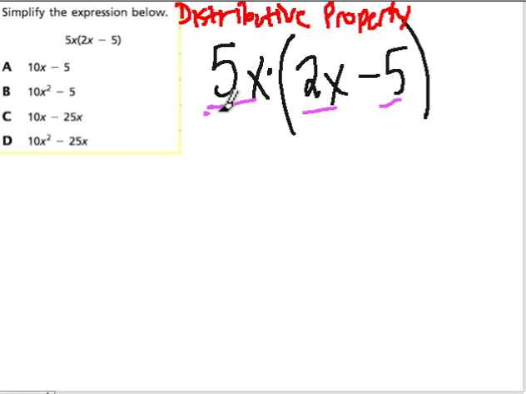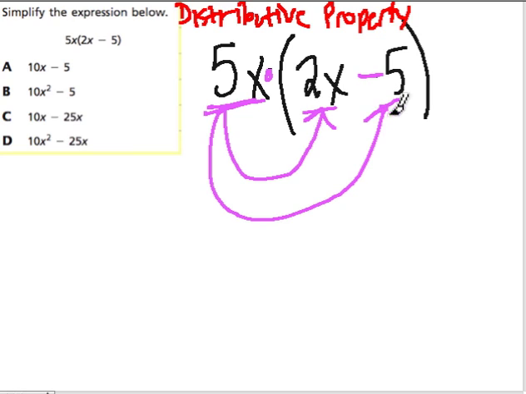We distribute this term, the 5x. We're distributing it with multiplication and then over subtraction. All that means is we're doing 5x times 2x, and then we're going to subtract 5x times 5. So 5x times 2x, what is that? Well, that's 10x squared, and I'll go over that in a minute. And then we're subtracting 5x times 5, which is 25x.